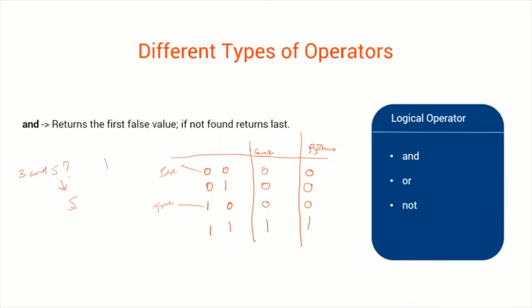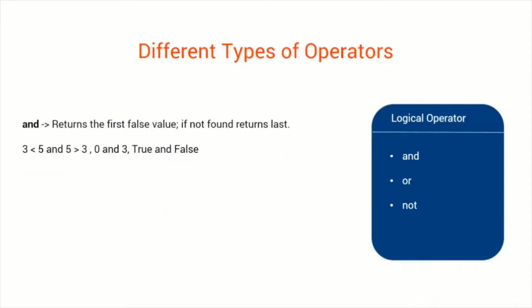Before wrapping up, let's have a look at some examples of the AND operator. So for example, we want to check something like if 3 is less than 5 and also 5 is greater than 3. We can also do something like 0 and 3. Also we can do something like true and false. So these are some of the examples of the logical AND operator.